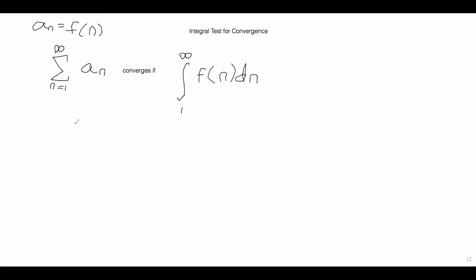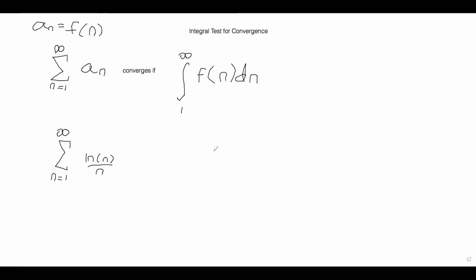So let's go ahead and do an example. Let's say we have the infinite series of the natural log of n divided by n. We want to determine if this infinite series converges or if it diverges. So we're going to use our integral test for this one. We are going to take the definite improper integral.